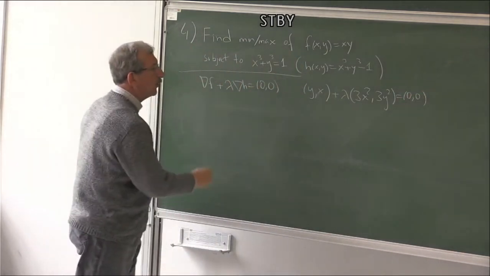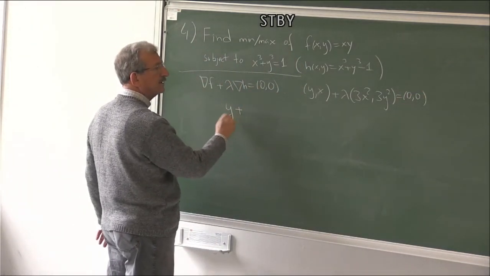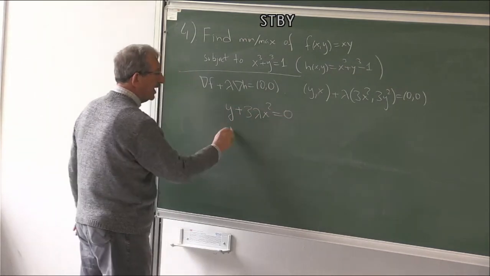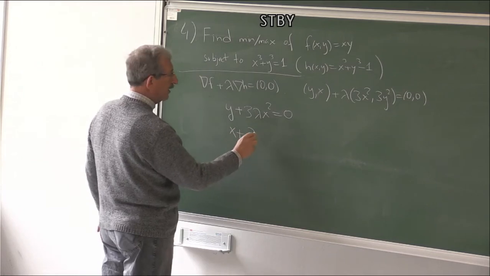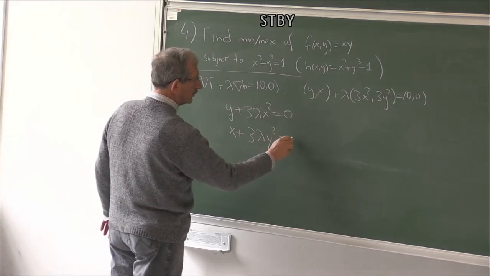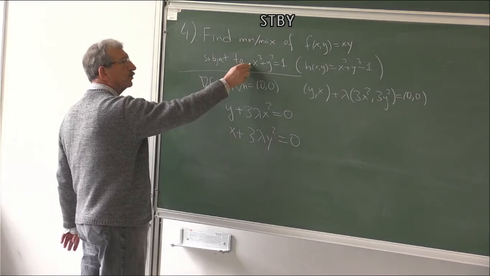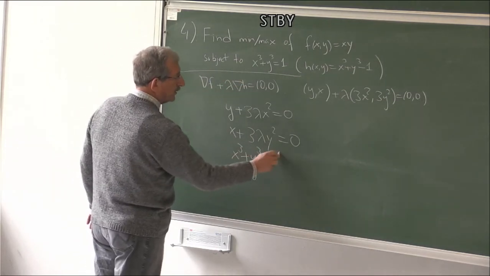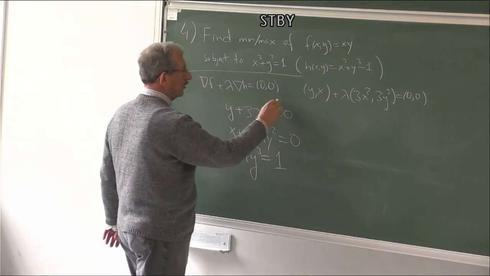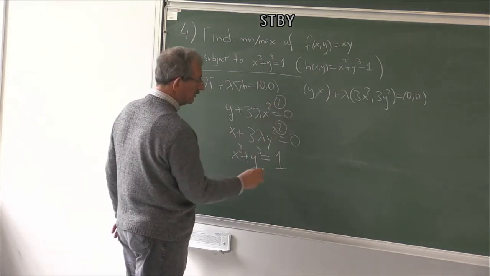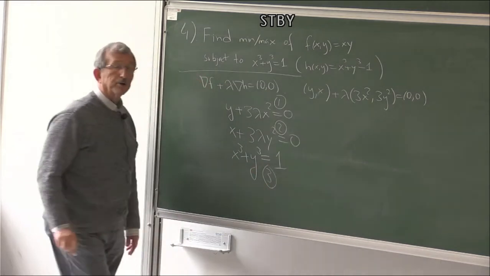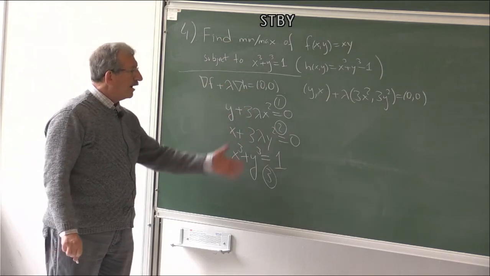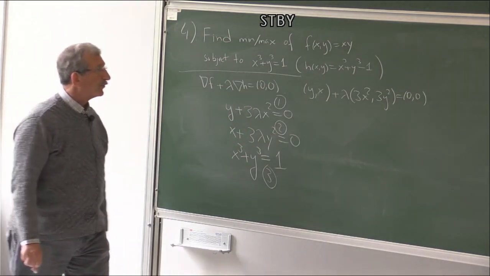So y plus 3 lambda x squared is 0. x plus 3 lambda y squared is 0. And finally, of course, this must be satisfied: the sum of the cubes is 1. So call this the first equation, the second, and the third equation. Now, of course, the idea is to make lambdas go away.